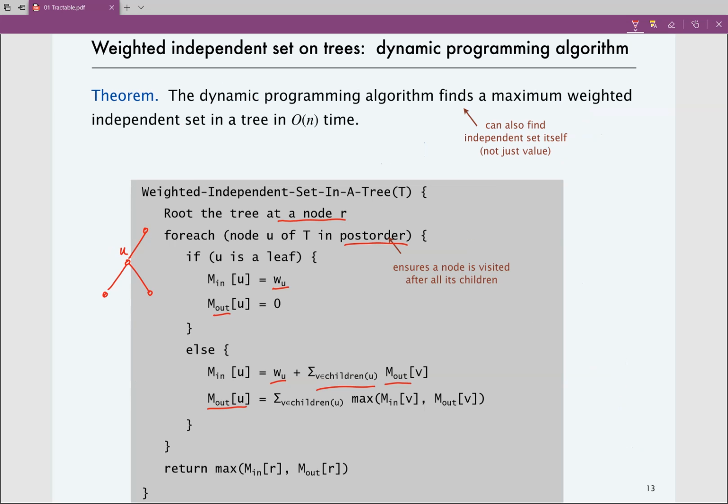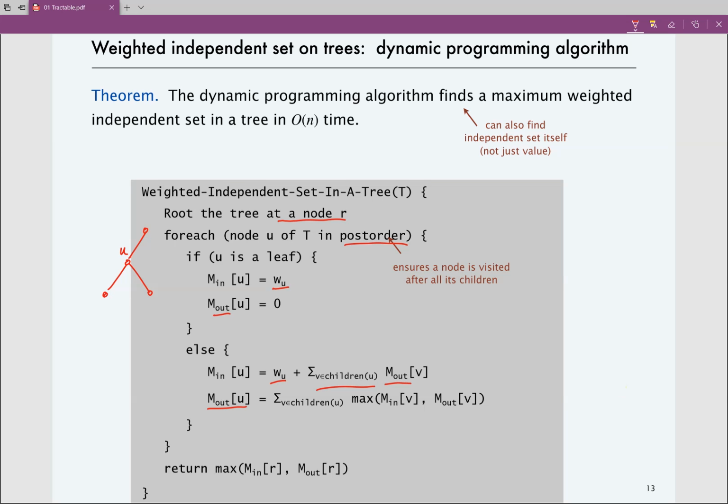When we run this code, first of all, it's going to work correctly because we are processing the nodes in post order. That means that by the time we get to processing a node U, we've already processed all its children. So we already know both M in of V and M out of V for all of the children of U. We've already computed those values, and that allows us to correctly compute M in and M out of U.